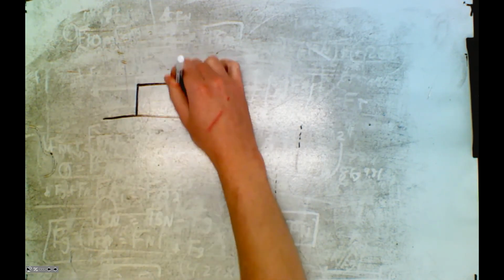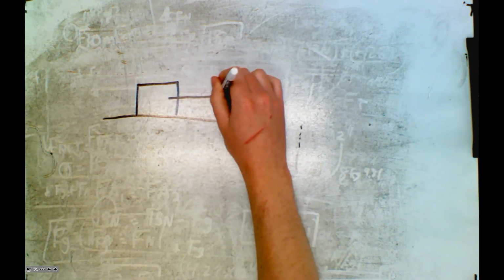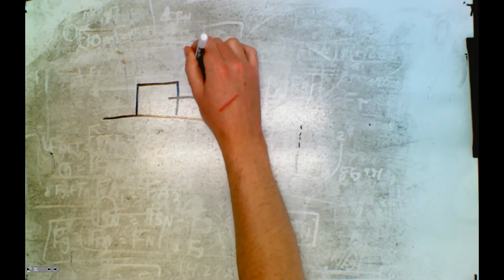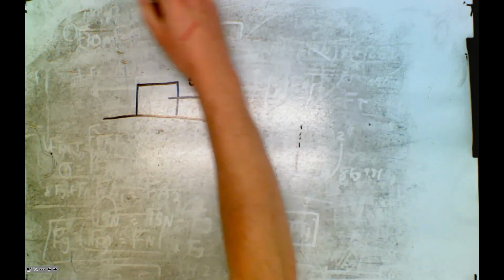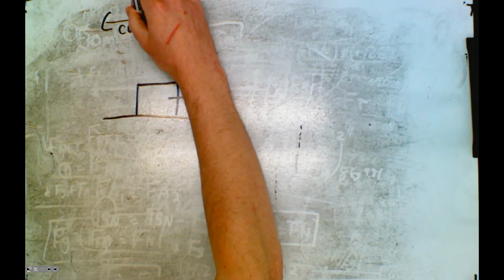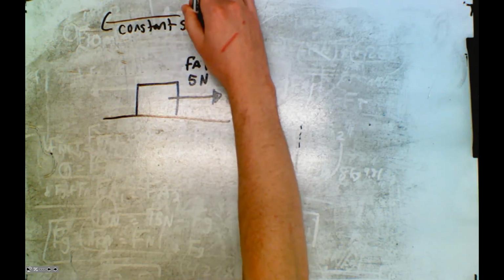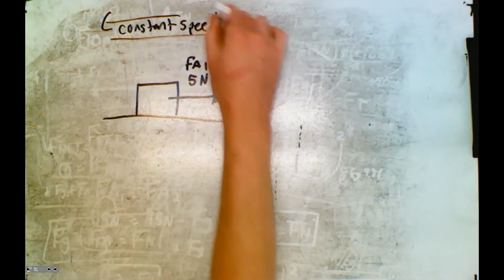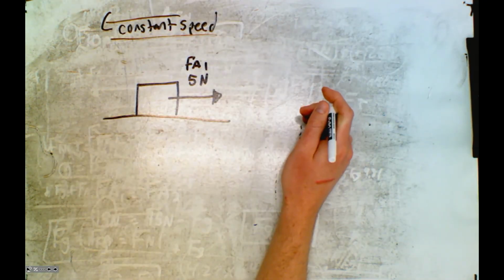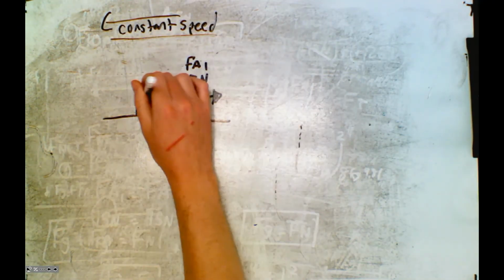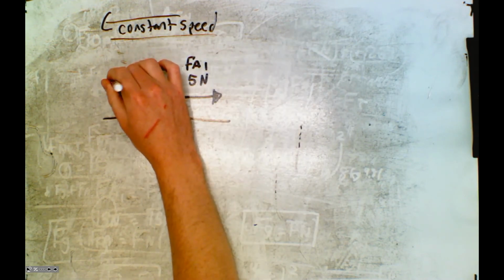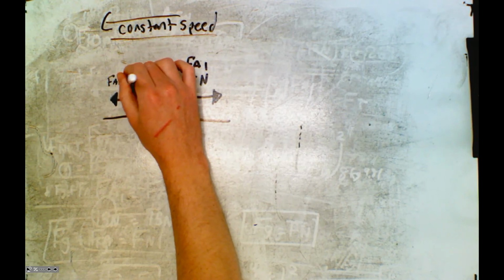We have an object with 5 newtons to the right as force applied 1. It says it's moving at a constant speed to the left. If we're moving at a constant speed, it means that our FNET is equal to 0 again, right? The only way to make it 0 is if I make force applied 2 5 newtons, right?